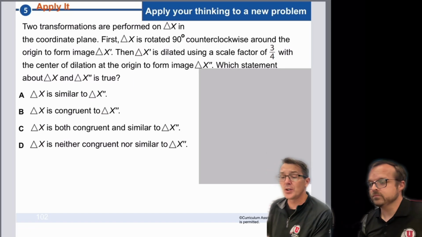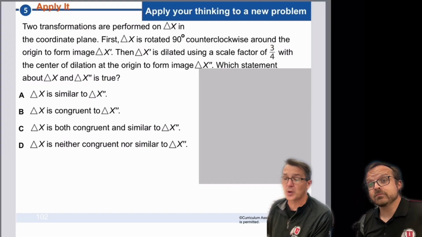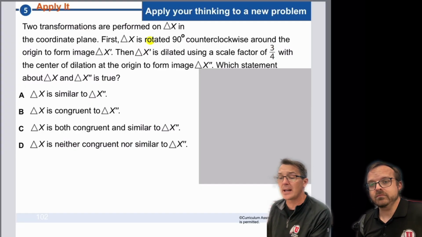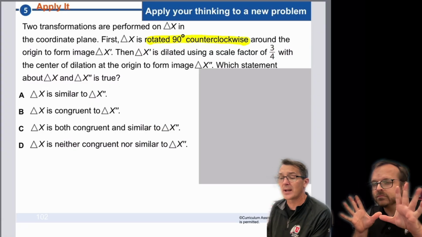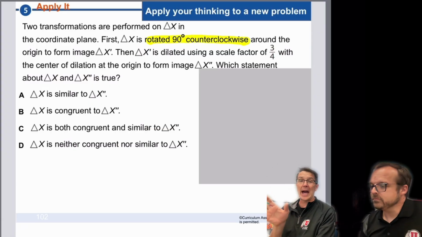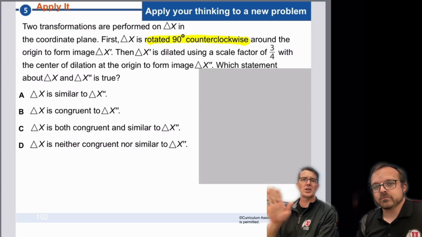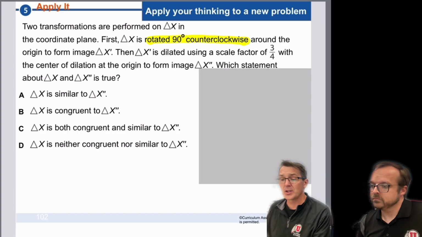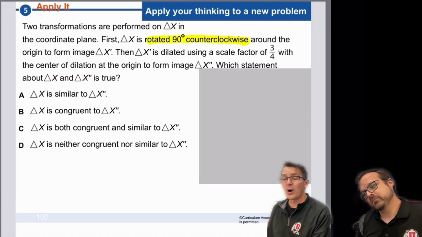It says 2 transformations are performed on triangle X in the coordinate plane. First, X is rotated 90 degrees counterclockwise. Anytime we do a rotation, we already know that is congruent. It's a rigid transformation, so I already know that's going to be congruent. Around the origin. Cool. To form triangle X prime.